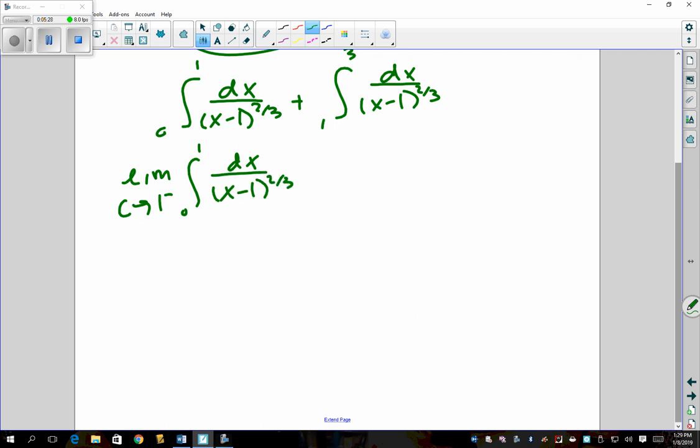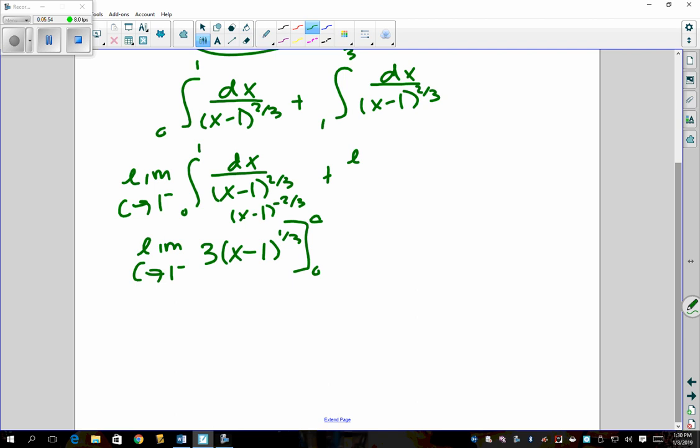And this integral is the limit as c approaches 1 from the negative side. This is the same as x minus 1 to the negative 2/3. So we add 1, so we get x minus 1 to the 1/3, and then we divide by 1/3, which is the same as multiplying by 3, and then we take from 0 to c. So that's our first step.